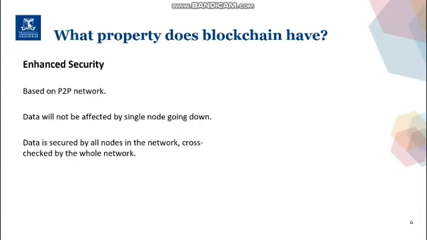Blockchain is based on a P2P network and its content is visible to all nodes in the network. Each node keeps a copy of the whole blockchain, so even if some nodes go down, there will be no data loss in the blockchain. Besides, information and transactions are cross-checked by all the nodes, so it is very hard to hack a blockchain.